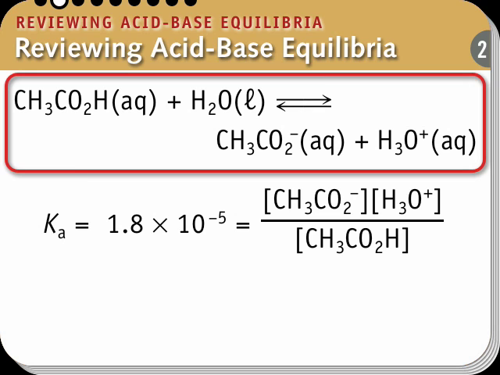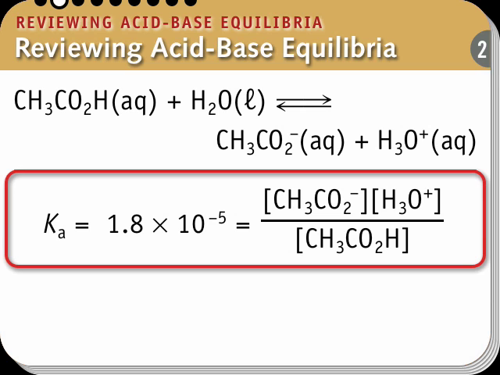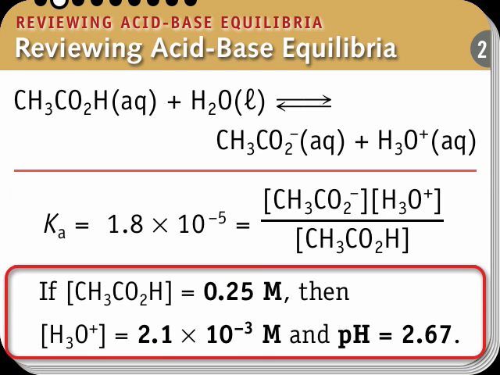Here we have the equation for the ionization of acetic acid in water to give the acetate ion and the hydronium ion. At equilibrium, the system is characterized by an equilibrium constant expression. That is, the ionization constant Ka for acetic acid is 1.8 times 10 to the minus 5. And this is equal to the product of the acetate and hydronium ion concentrations divided by the acetic acid concentration at equilibrium.